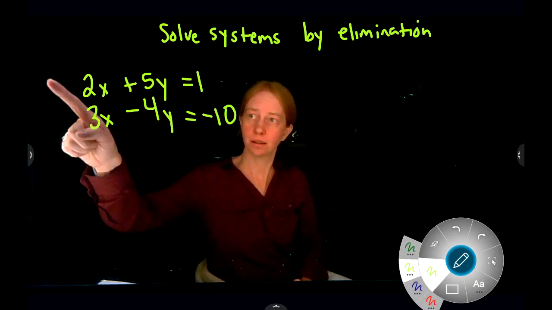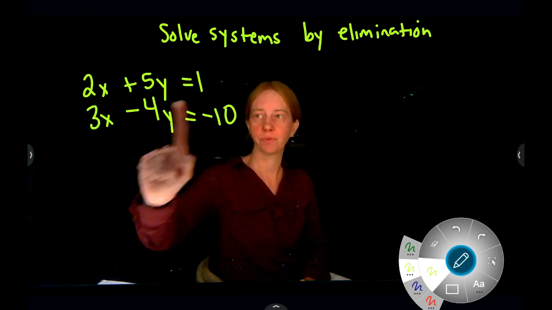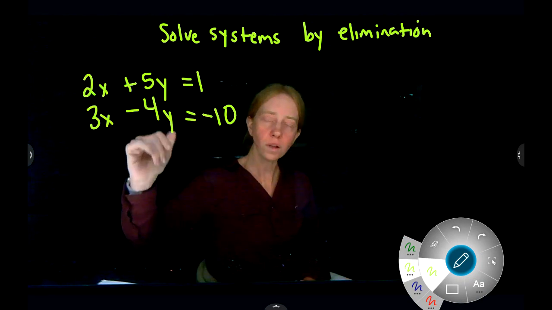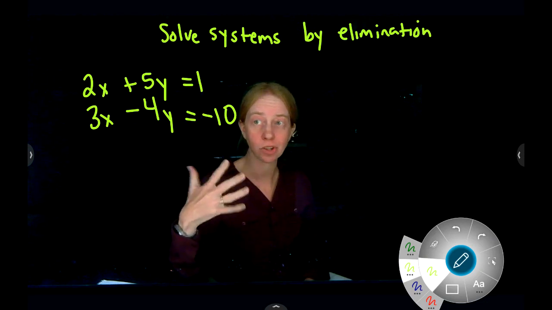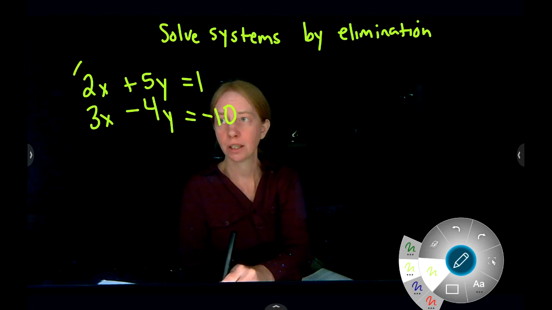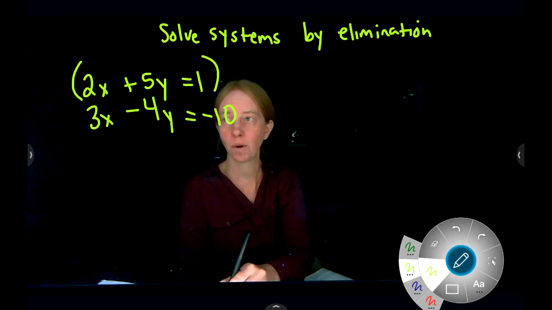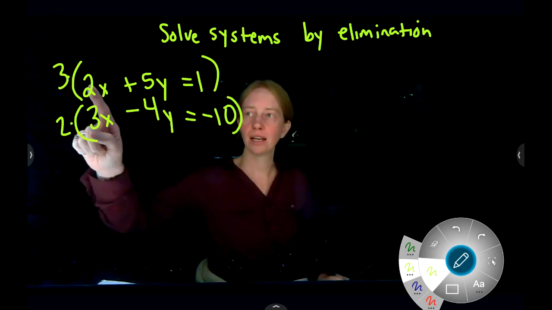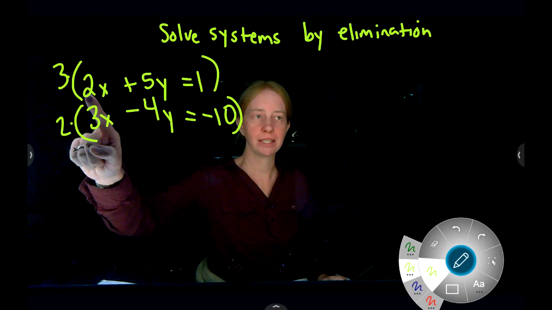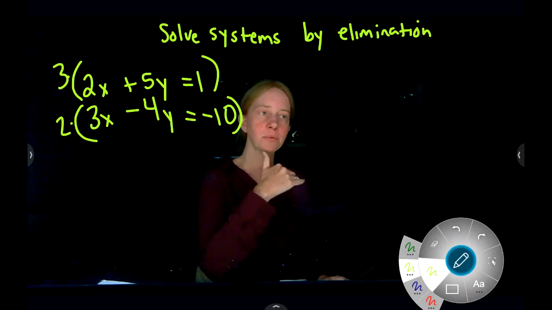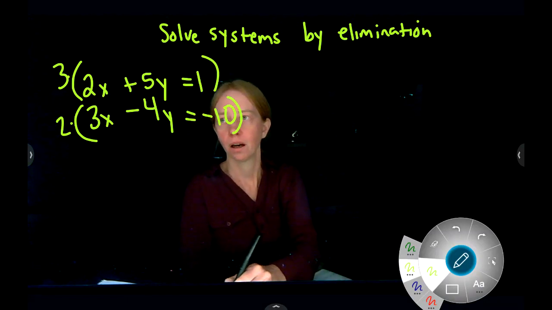So we have 2x plus 5y equals 1. We have 3x minus 4y equals -10. And our goal is to be able to find something that is like a match that we can then do elimination on. So what I would propose here is that we multiply everything in this equation by 3, and we multiply everything in this equation by 2. And the reason I'm suggesting that is because this 2, when it gets multiplied, is going to be 6x. When this gets multiplied here, it's going to be 6x, and then we can subtract them and make them go away. All right, so let's do that.